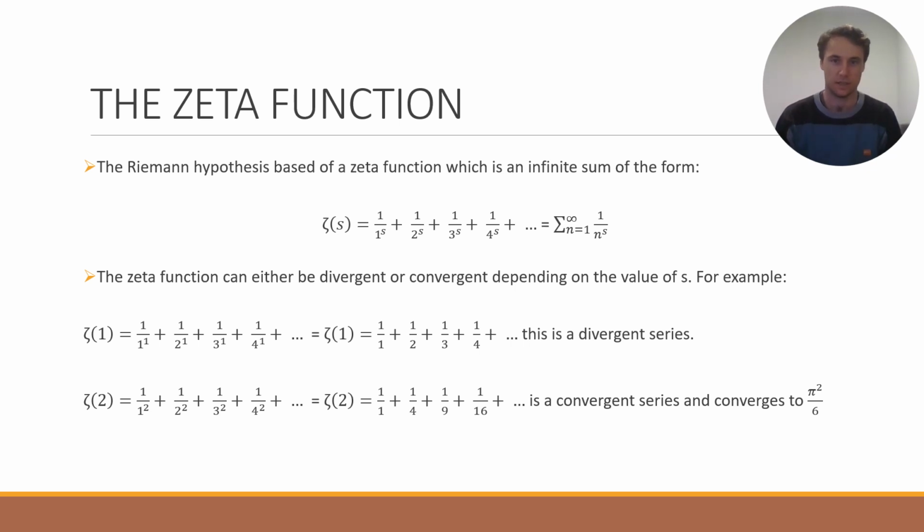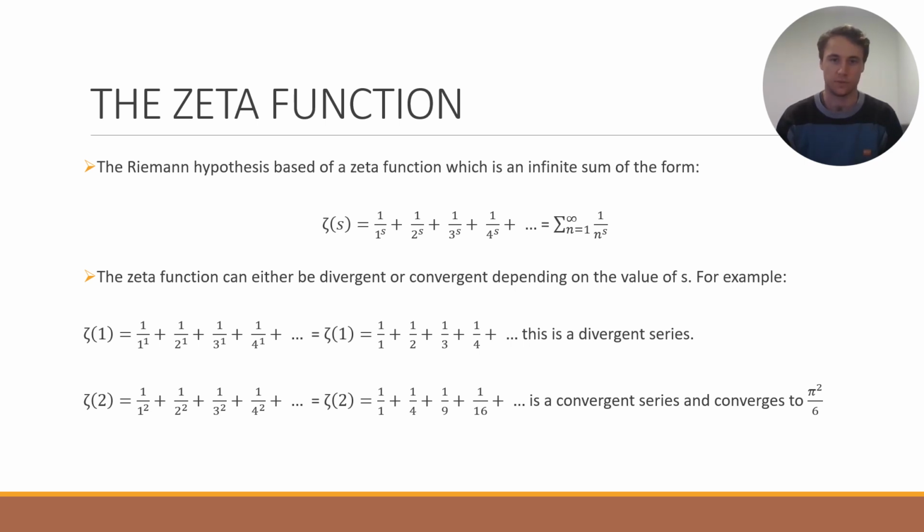So firstly, to understand the Riemann hypothesis, we first need to understand the zeta function, which it's based off. And the zeta function is simply an infinite sum from n equals 1 to infinity, where each term is 1 over n to the power s. And s can be any number you choose.